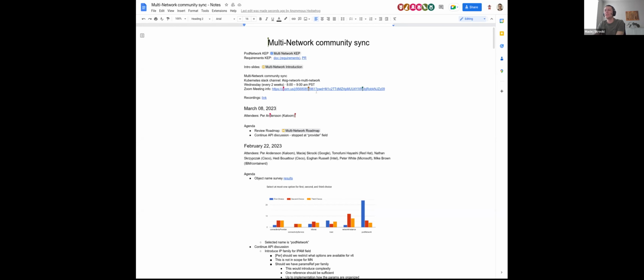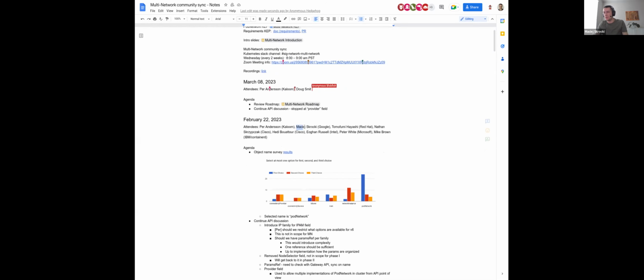So first thing is by recommendation from Michael. I created a roadmap, and this is based on what we discussed in our previous CAP discussion. So I want to go over that and then continue our discussion on the API. We stopped on one of the fields. Any other points to discuss? Please add your item here if you want to talk about something quickly.